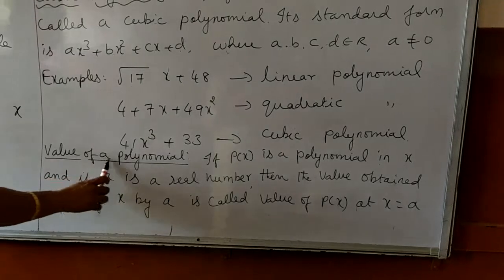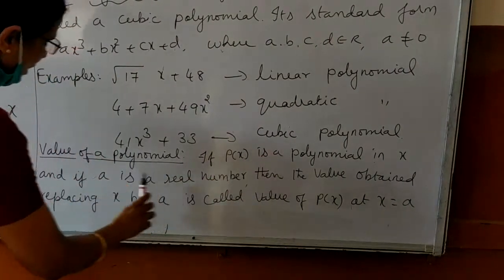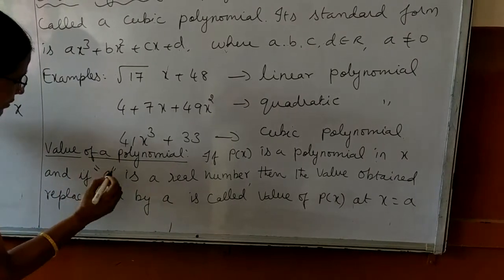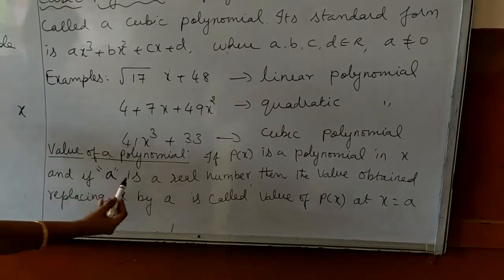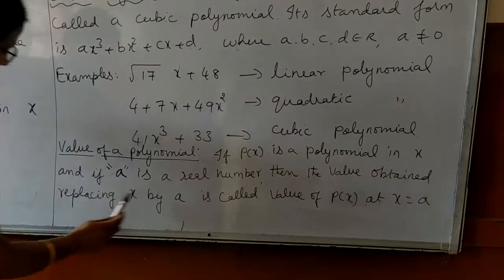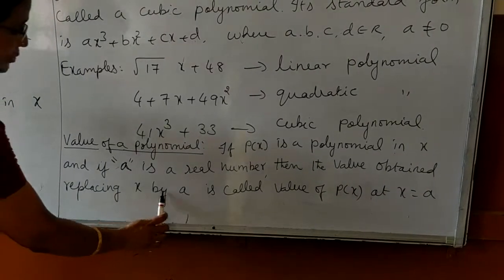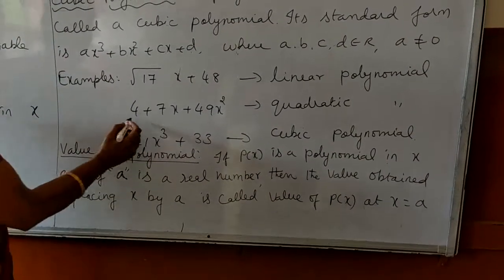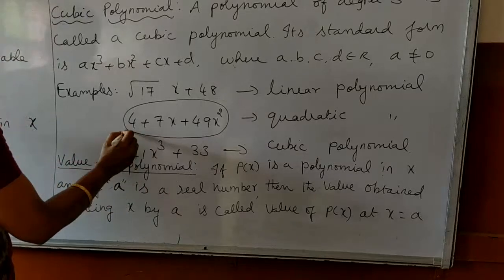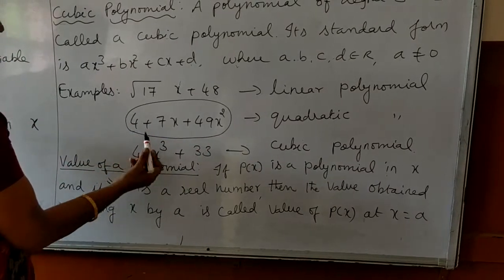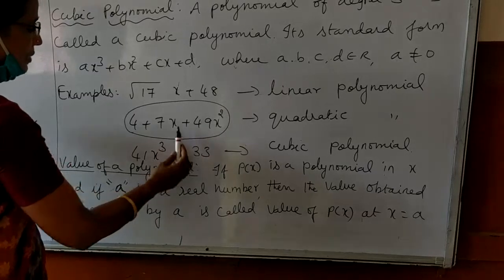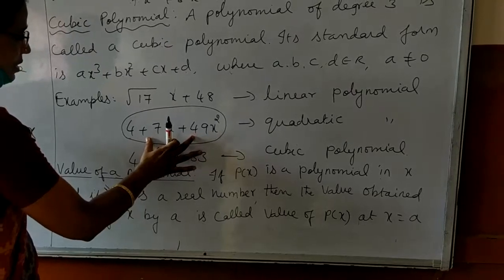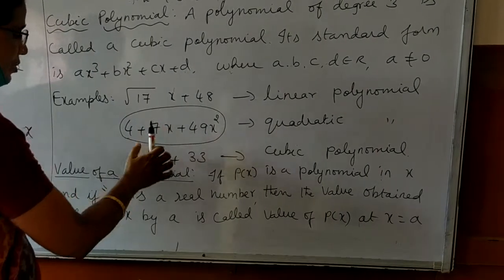Then comes the value of a polynomial. If p(x) is a polynomial in x and if a is a real number, then the value obtained by replacing x by a is called the value of the polynomial at x equal to a. For example, we can take this polynomial. Here if you want to find out the value of the polynomial at x equal to 4, wherever x comes, x should be replaced by the number 4. We have to evaluate this. The answer is called the value of this polynomial at x equal to 4.